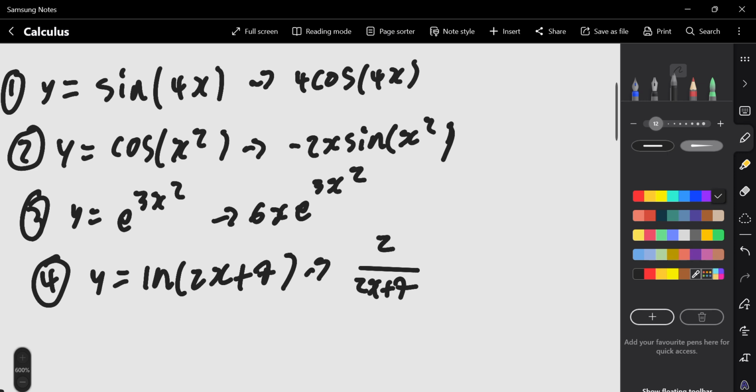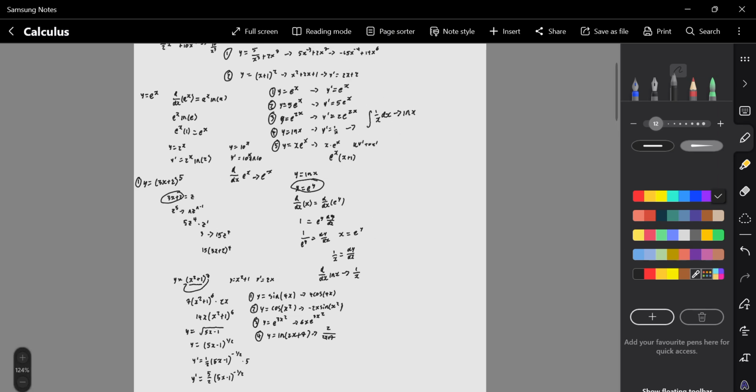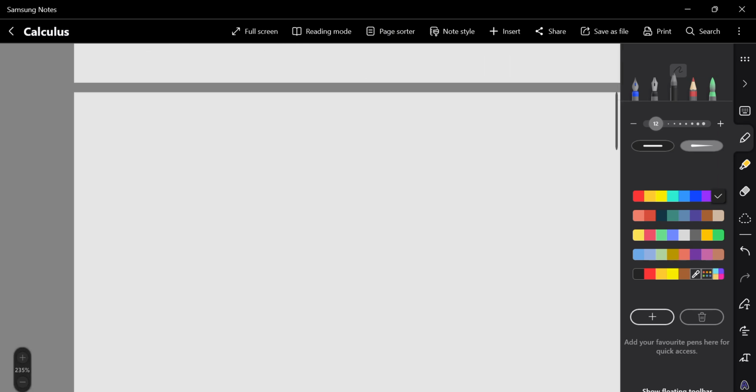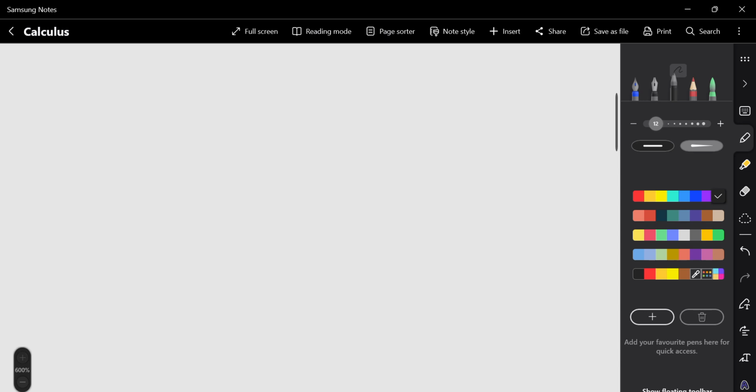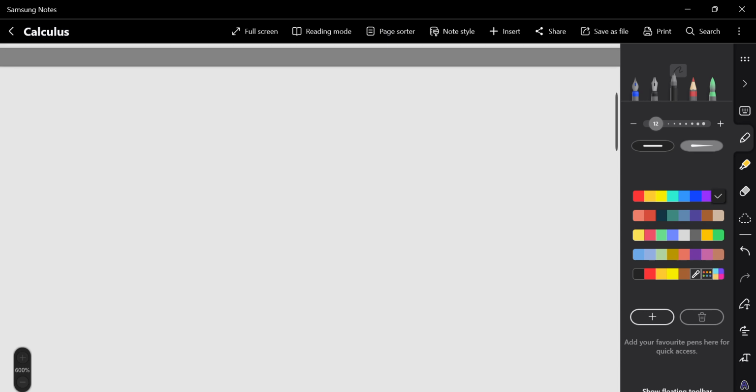All right, so we got the chain rule done. What's next? I think product rule or quotient rule. I should probably do product rule first. I think most students prefer it, and it's the easier one. Let's go for product rule.